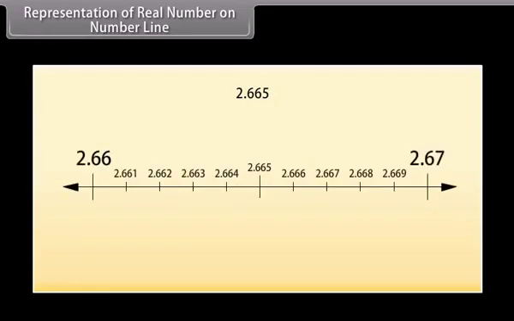Let us focus on this portion of the line and imagine dividing it into 10 equal parts. The first part represents 2.661. The second part represents 2.662, and so on. 2.665 is the fifth mark in these subdivisions. This process of visualization of representation of numbers on the number line is called the process of successive magnification.